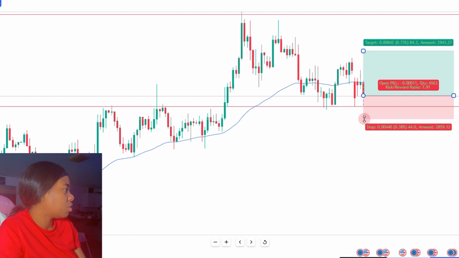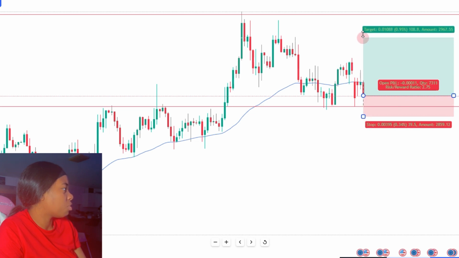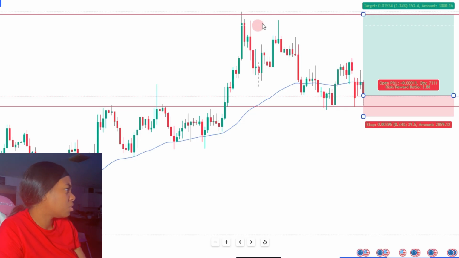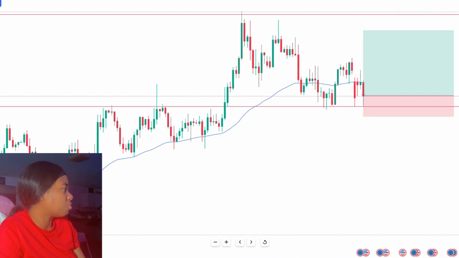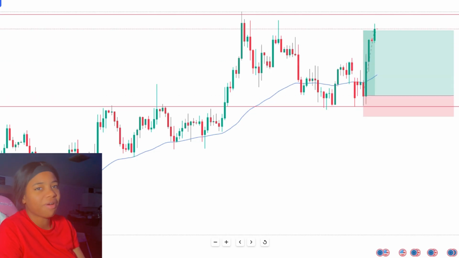Put our stop right below there, and we'll aim for our regular levels, which is back into the resistance zone, or we could just target our 1 to 3 as we normally do and see how that pans out. So that would literally be something that we could do, and there you have it, would have made profits.